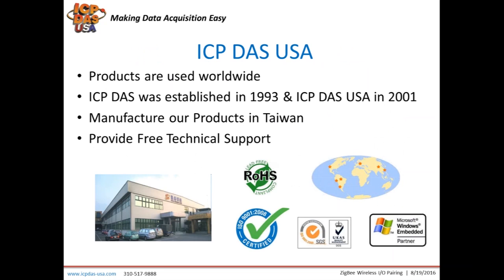ICP-DOS was established in 1993. Our headquarters is located in Hsinchu, Taiwan. ICP-DOS USA was launched in 2001 to support the North and South American markets. We have over 200 R&D engineers. We work closely with them to add new features to our products and develop new products and support our customers. Most of our products are RoHS compliant, which means they are lead free. We have ISO 9001 certification, which ensures we meet product statutory and regulatory requirements.